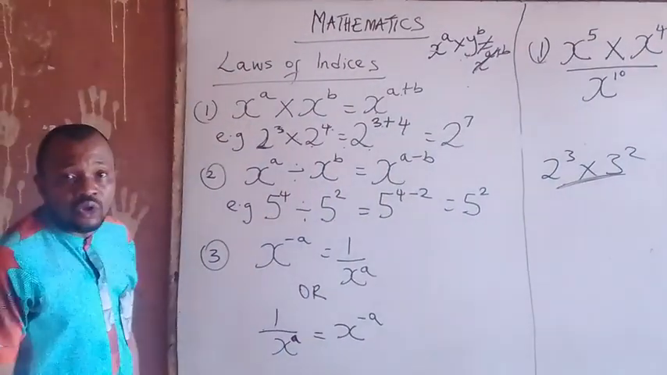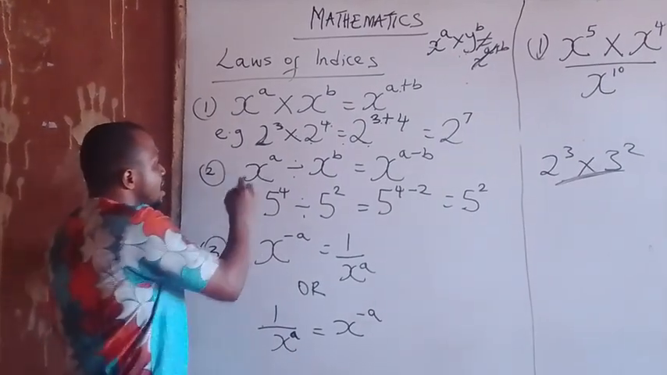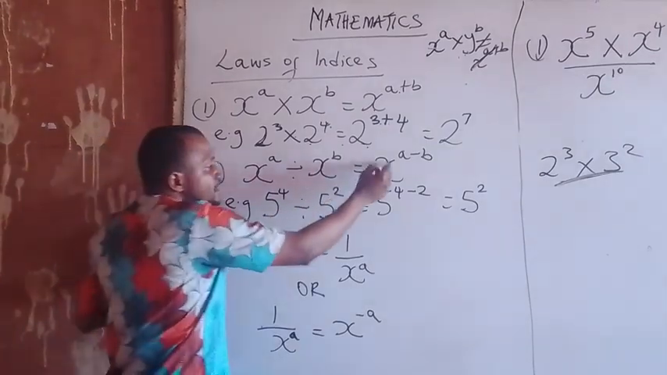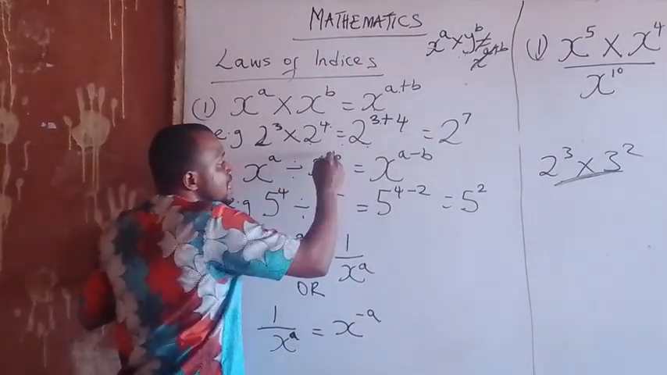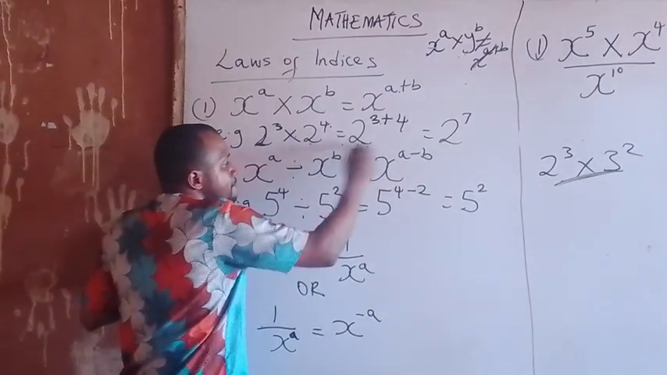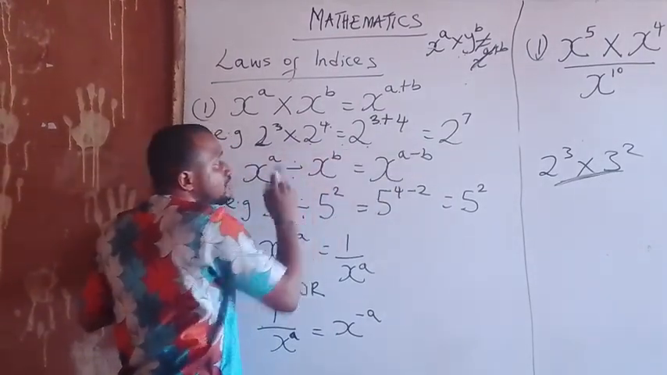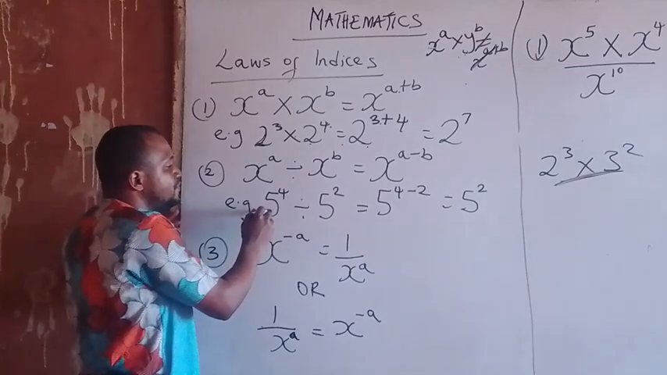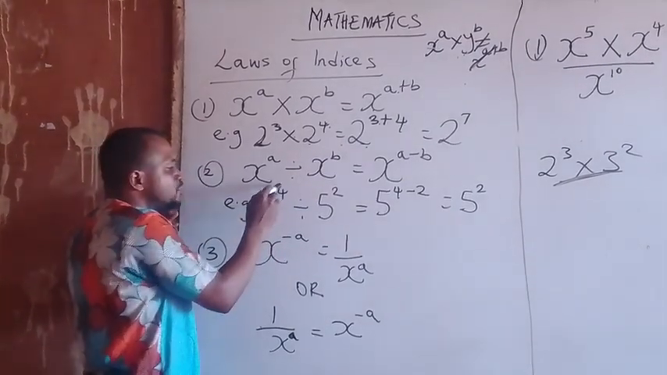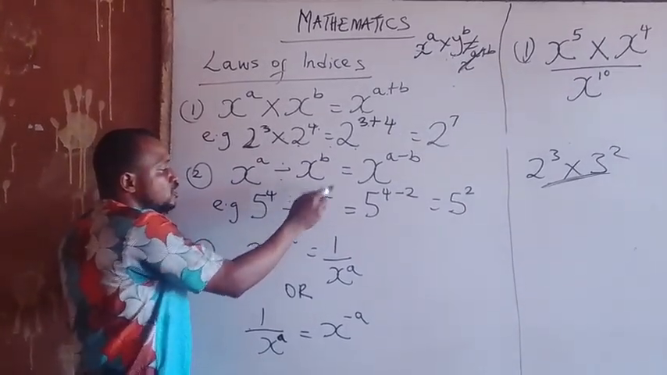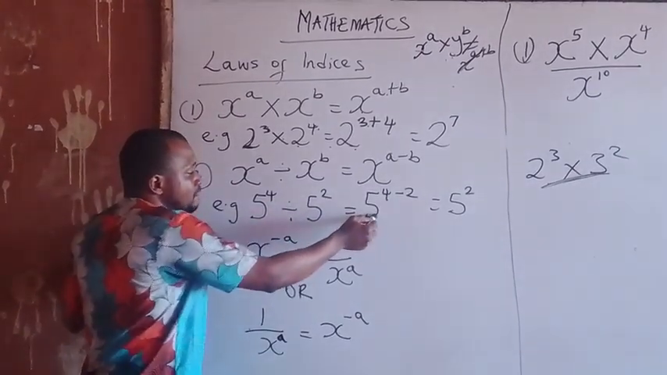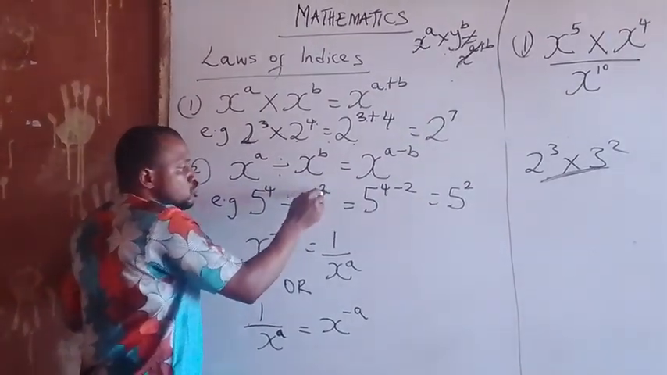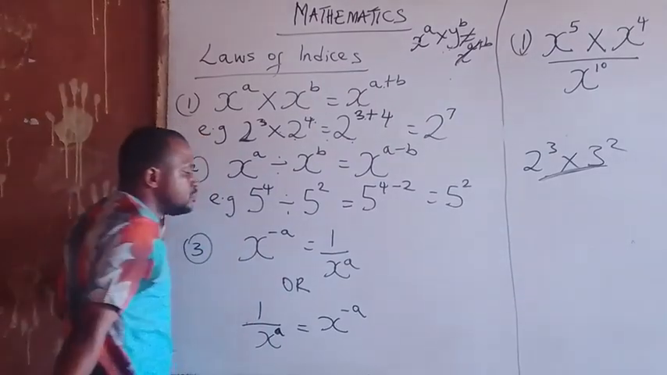Now let's go to the second law, which says that x raised to power a divided by x raised to power b. It will now be x, you take one of the common base, raised to a minus b. So this minus will let you know it is division. The base must be the same. Okay, example: 5 raised to power 4 divided by 5 raised to power 2. So you take one of the base 5, then 4 minus 2. So we'll have 5 raised to power 2.